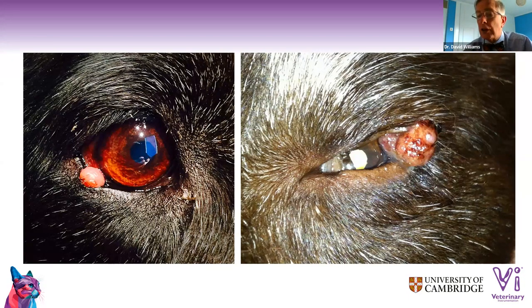Whereas once you've got something bigger, like the one on the right, it's so much more tricky to get the edges opposed correctly. So if you can do it when it's small, fantastic. There are wonderful techniques of lid splitting and lid sharing, this and that, but I think the key thing is if you can just take it out easily, then that's really helpful.